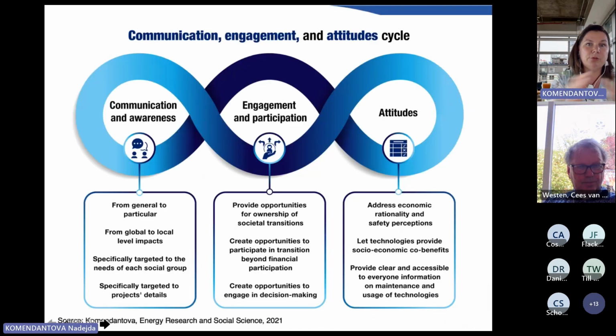And here is the scheme for development of public co-creation and engagement, starting from the communication and awareness-raising measures, how they should be formulated, the guidelines, so going from more general to more particular, from global to local, strengthening the targets to each group, going then to engagement, how these engagement opportunities should be provided in which parts of the decision methods, and to the attitudes towards the project.